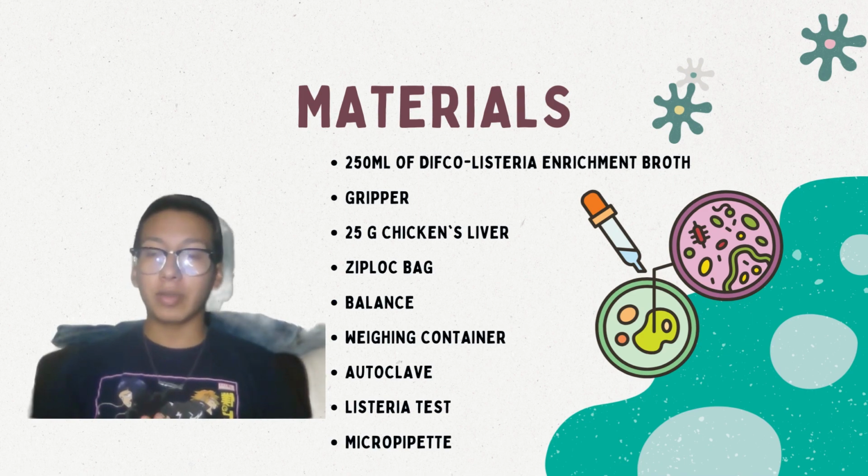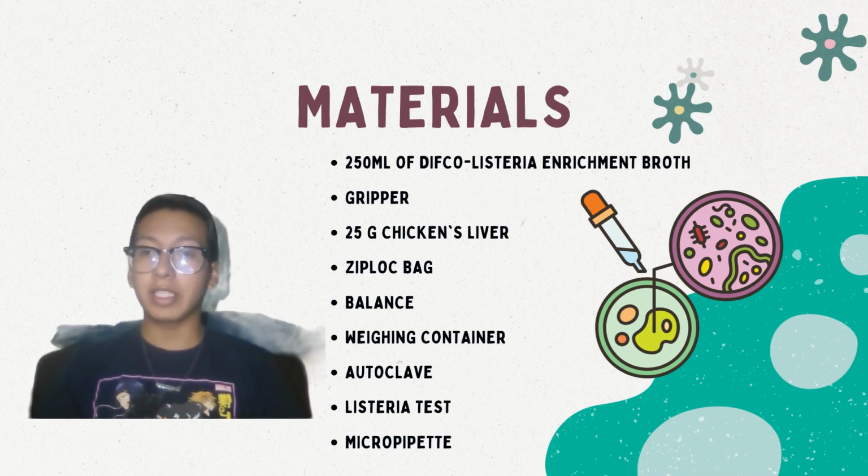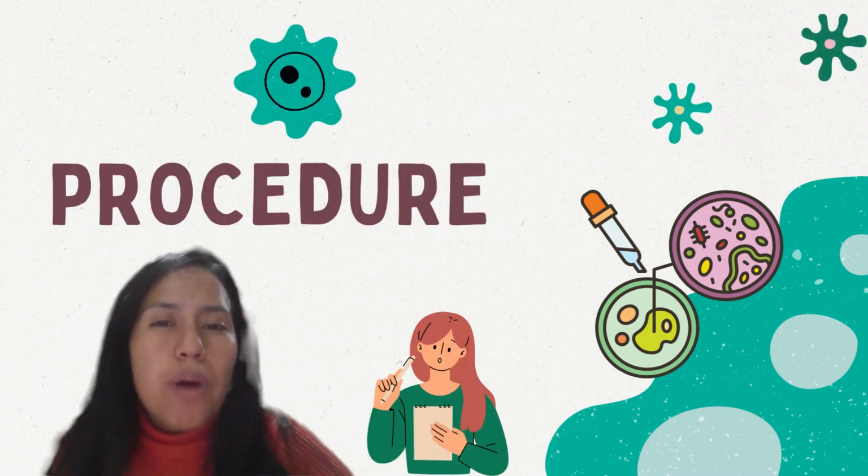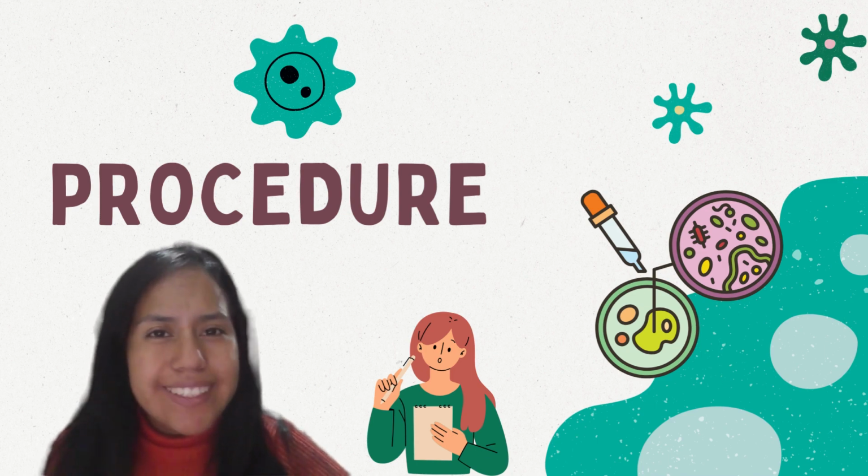The materials that we used in this practice were 250 milliliters of Listeria enrichment broth, a gripper, 25 grams of chicken liver, a Ziploc bag, a balance, a weighing container, an autoclave, a Listeria test, and a micropipette. I will now present the procedure of the practice.